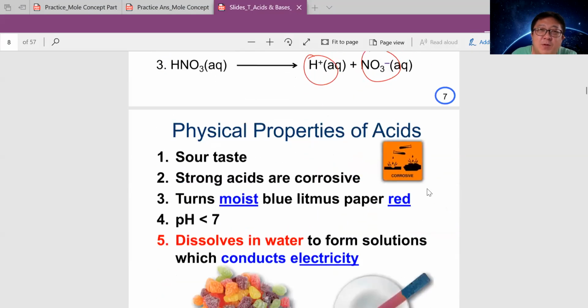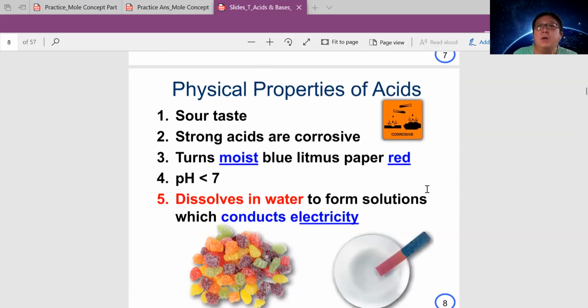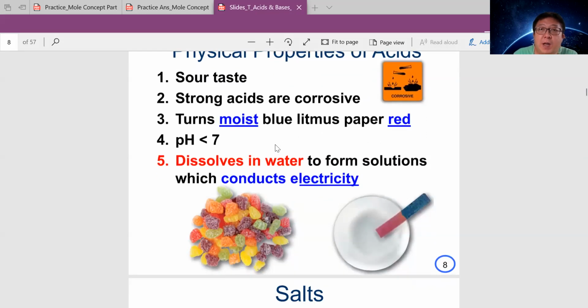Okay, physical property: sour taste. Gone are the days before we became so advanced. Can you imagine, I put a glass of clear solution on the table and tell you this is water. Then you drink it and say, hey, how come it's sour? Then you realize it's not pure water, it's acid. How do we know? Of course we have a lot of methods, like pH. Strong acids are corrosive. Your litmus paper can turn from blue to red. Remember this keyword.